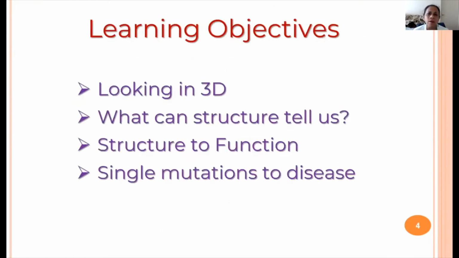Today, our learning objectives are going to be looking in 3 dimensions. What can structure tell us? Why is structure integral to understanding the functions of all of these things? And how can one single mutation in a protein sequence affect its 3-dimensional structure in a way that changes its behavior completely? And as I told you yesterday, any change in a gene, it gets personal.